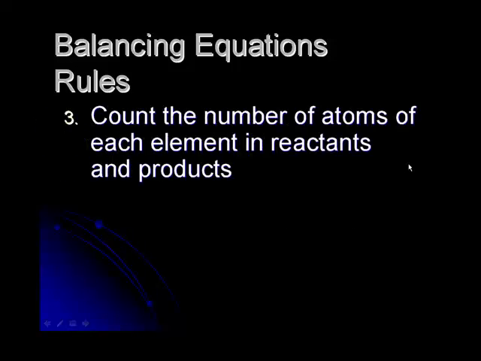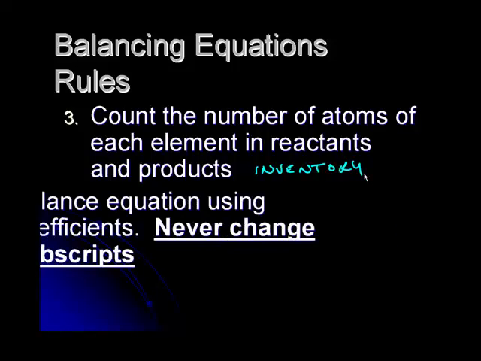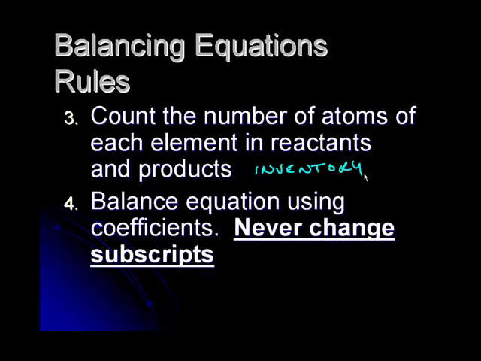Now here, this is where most of you will be starting for the C work. You want to count the number of atoms of each element in the reactants and the products. So you want to take inventory. Sometimes this is called the inventory step, where you count up and you see what you have. And then you want to balance the equation using coefficients. And you don't ever want to change the subscripts.